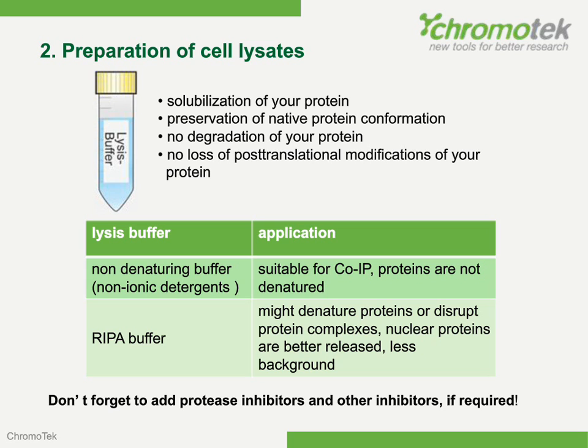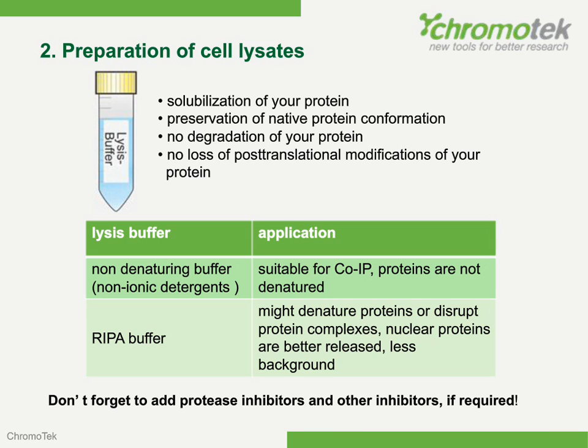The first buffer is a non-denaturing buffer. It contains Triton or NP40. This buffer is very suitable if you want to do co-immunoprecipitations, since it does not denature your protein, and during the IP you also then won't lose your interaction partners of the protein. But you might have problems to solubilize some proteins like nuclear proteins using non-denaturing buffers.